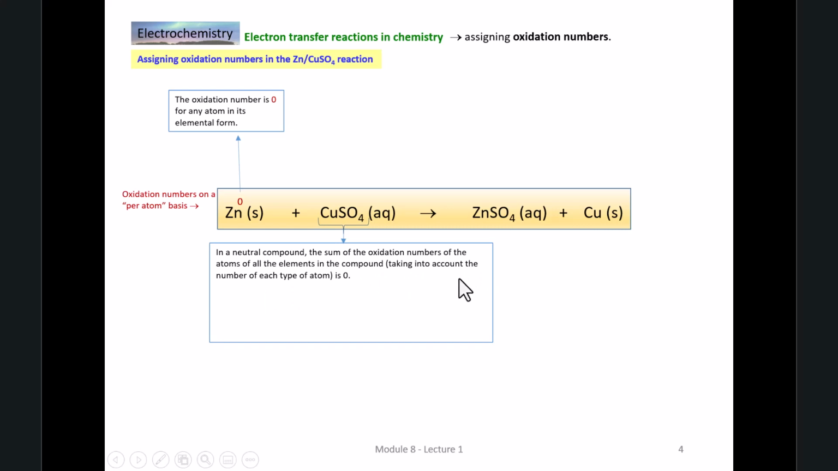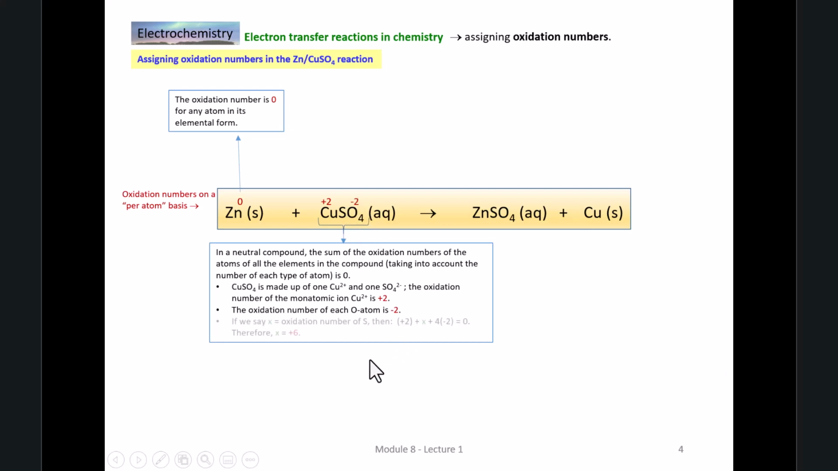Well, what is copper sulfate made up of? It's made up of 1 copper 2 plus ion and 1 sulfate ion. We know the oxidation number of the monatomic copper 2 plus ion is +2 by one of the guidelines. So we'll put that right here. The oxidation number of each oxygen is -2 because it's not a peroxide.